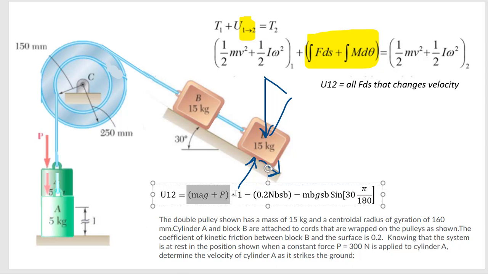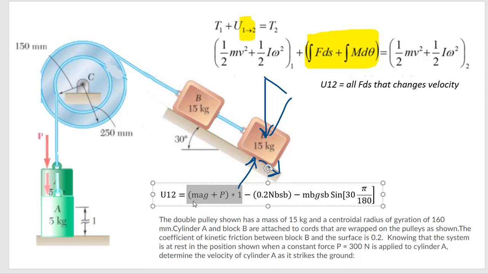Let's start with A. So there are two different things happening with A. We have 5 kilograms. We have the weight of the thing itself, and that mg is moving through a height of 1. So this is a force through a distance, mg times 1. We also have an applied force, and that applied force is also acting through that same distance. So there's two pieces here.